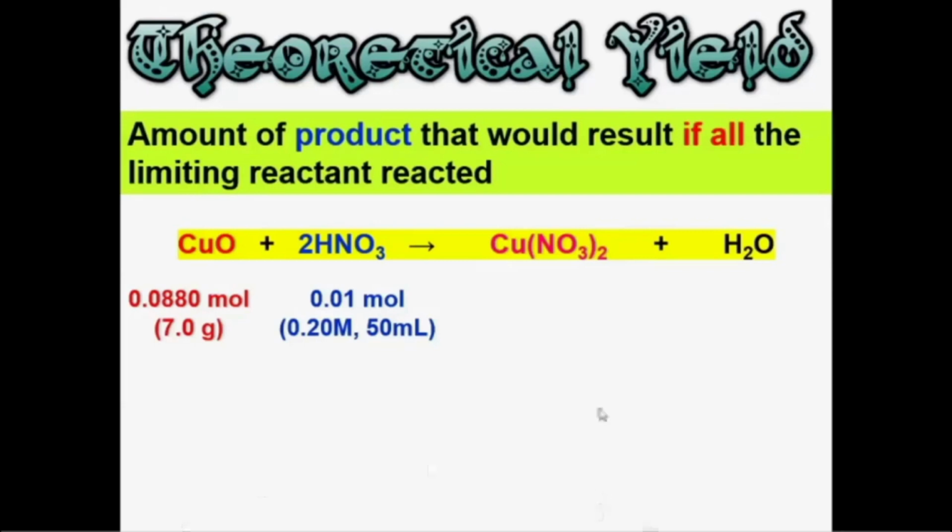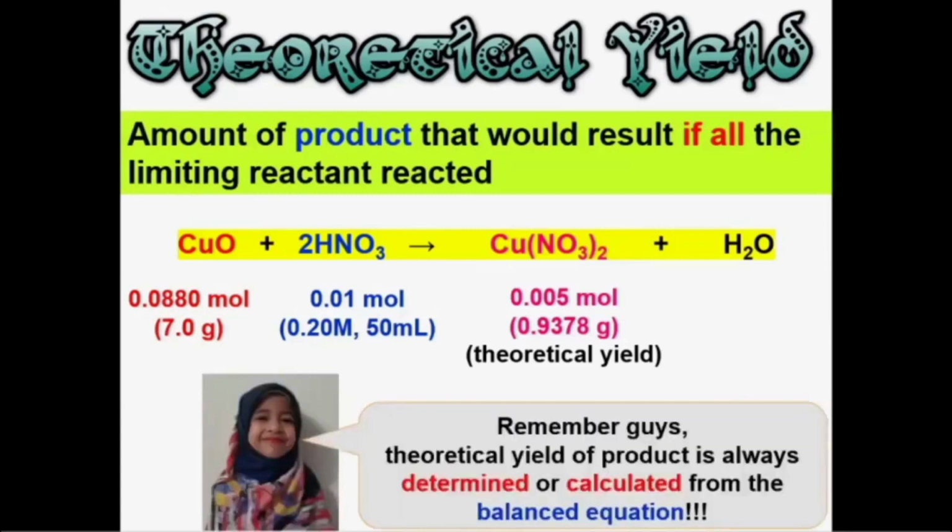So if the mole of nitric acid in this reaction is 0.01 mole, theoretically, we are going to get 0.005 moles of copper 2 nitrate, or in the form of masses, it is 0.9378 grams of copper 2 nitrate produced in this reaction. Okay, and this yield here, that is what we call theoretical yield. So what is theoretical yield? Remember, theoretical yield is the amount of product that would result if all the limiting reactant reacted.